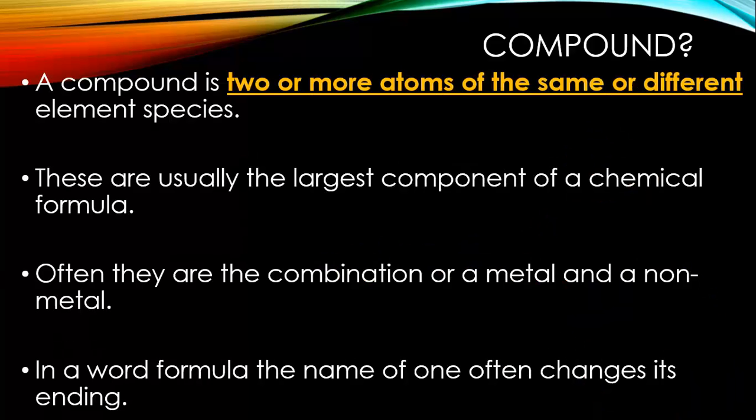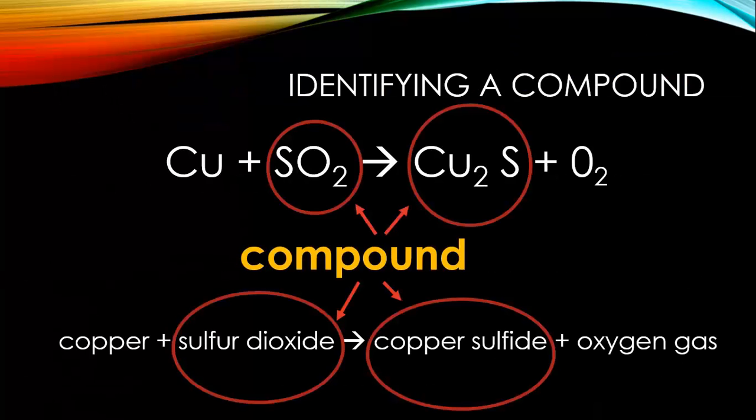Compounds are two or more atoms of the same and/or different species. These are usually the largest component of a chemical formula. They are often the combination of a metal and a non-metal. In a word formula, the name of one of them often changes its ending. So these are the easier ones to look for. They're the big ones that you find.